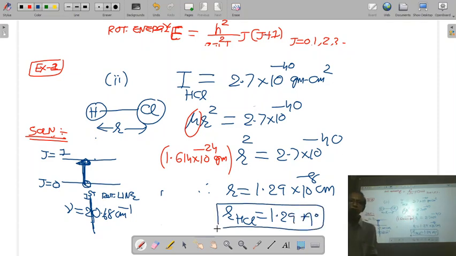So from the study of rotational spectra, we are able to find out the moment of inertia of the molecule as well as the internuclear distance R between the two atoms of the molecule.